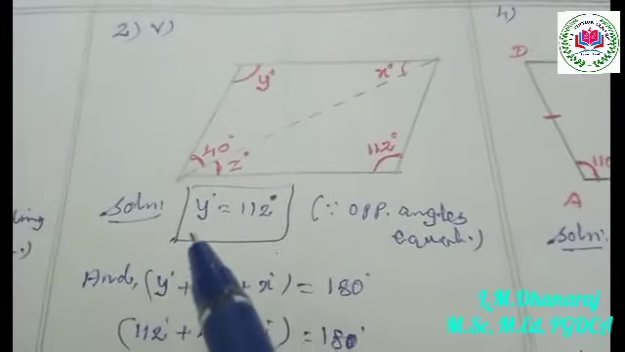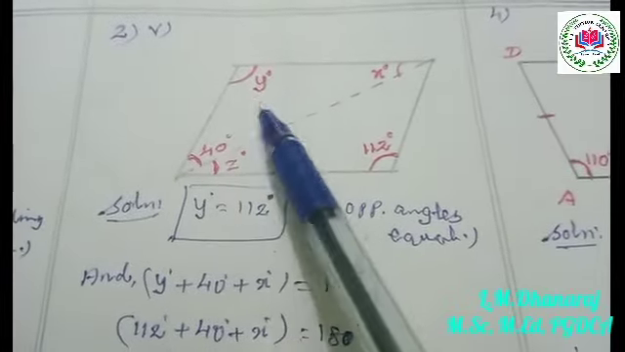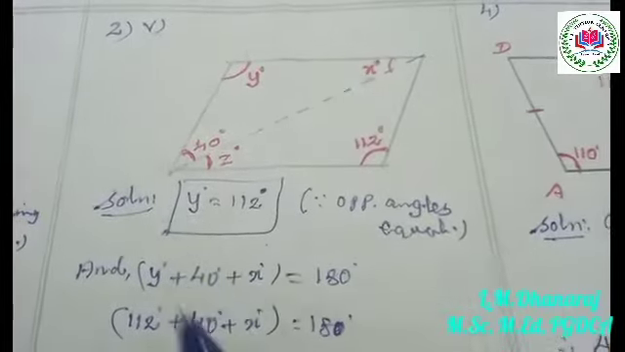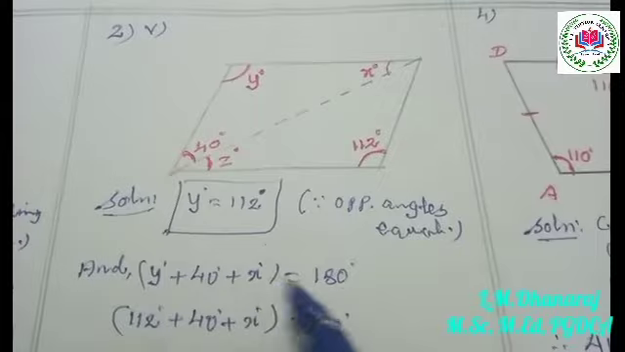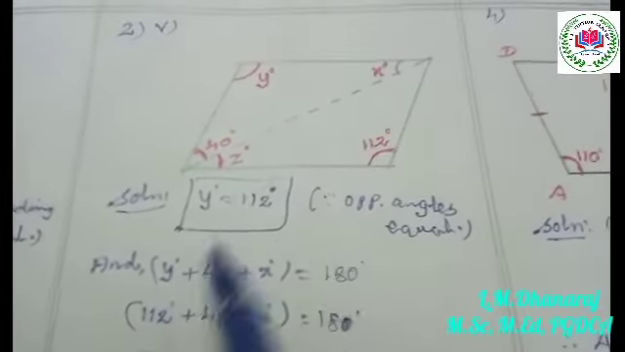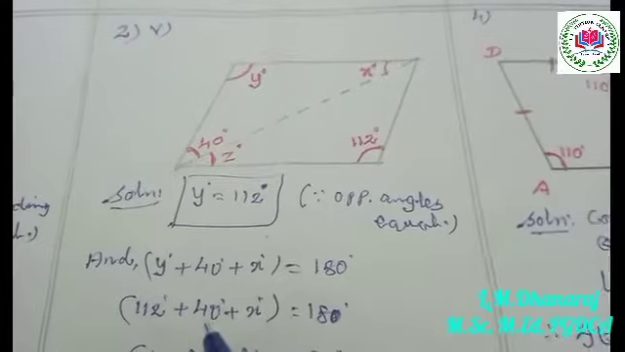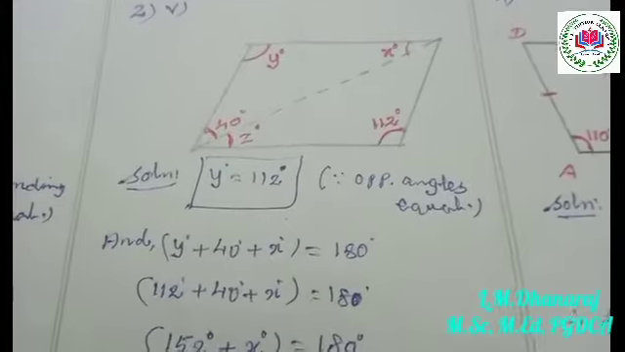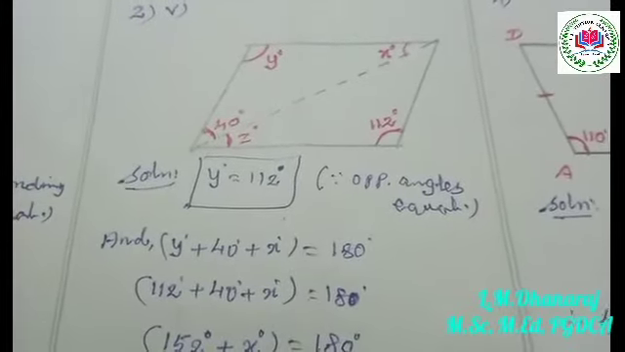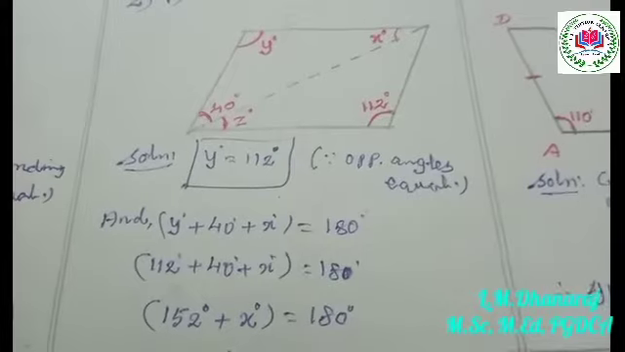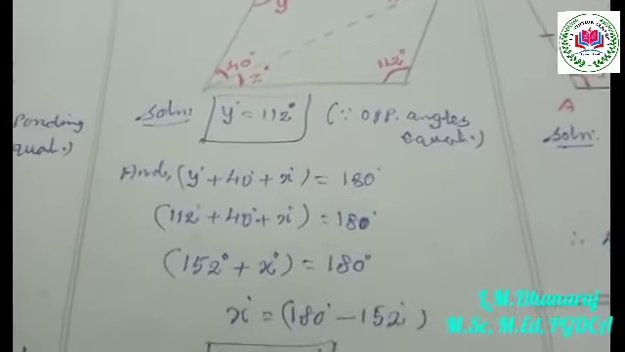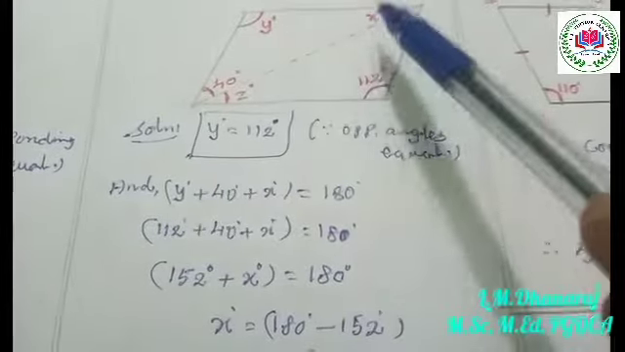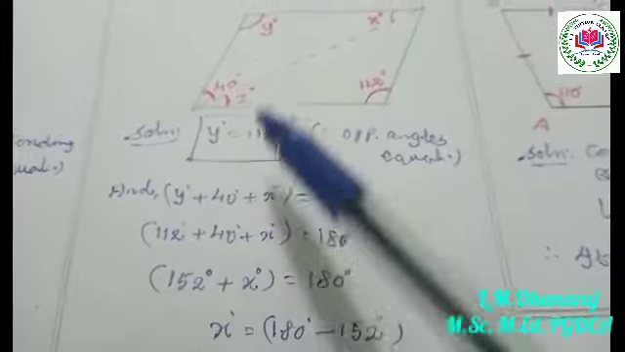Now let us consider the first triangle, that is y degree plus 40 degree plus x degree. The sum of the angles in a triangle is 180 degree, which means if we add these three we will get 180 degree. So y we found already 112, this is 40 and x degree, equal to 180. When we add these two, we get 152 degree plus x degree is equal to 180 degree. So x degree is equal to 180 degree minus 152. We get x degree is equal to 28 degree. So we found y degree and x degree. Now we have to find z degree.